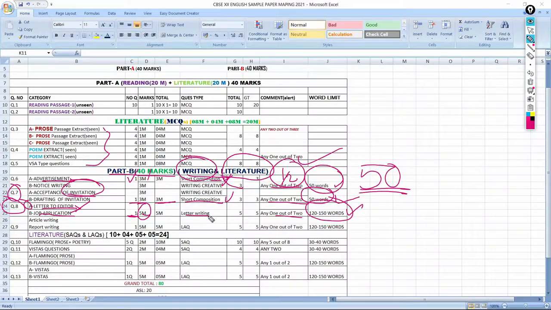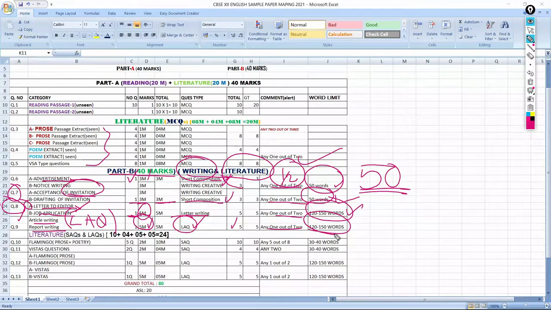Now let us see the long answer type question, LAQ. How many questions are there? There will be 2 questions. One will be an article, the other will be report writing. How many will you have to do? You will have to do only 1. What is the total mark? There will be 5 marks. The type of the question will be long answer question. Total marks will be 5. Any one out of the 2, and the word limit will be 120 to 150 words.